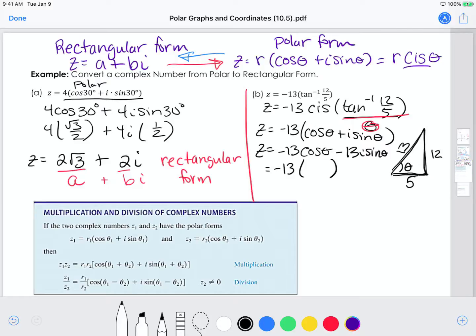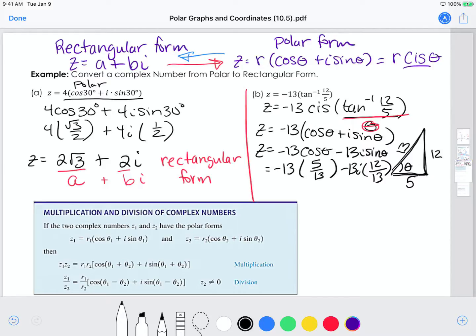Cosine theta, cosine is adjacent over hypotenuse. So I'm going to replace cosine of theta with adjacent over hypotenuse, which is 5 over 13. And sine is opposite over hypotenuse. So I'm going to replace sine of theta with 12 over 13. And let me make sure I get my i in there. Negative 13i.